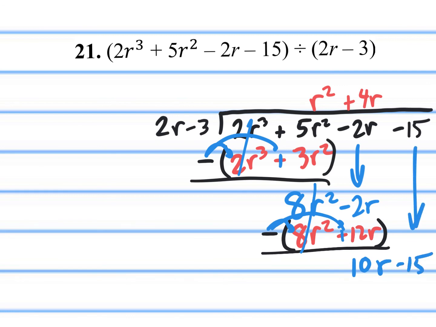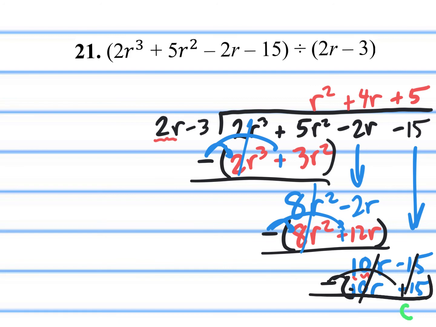Last but not least, 2r times what will get us that 10r right here? 2r times 5. And that's a positive 5. Put that on top of the other number, the negative 15. Let's distribute 5 times negative 3. Right here, 5 times negative 3 is negative 15. 5 times 2r, that's 10r. And yes, we are subtracting. Sorry, I wrote it in blue instead of red. We're subtracting, and you distribute to both, which will cancel completely, which means your remainder is 0. And that's your answer up here. R squared plus 4r plus 5.